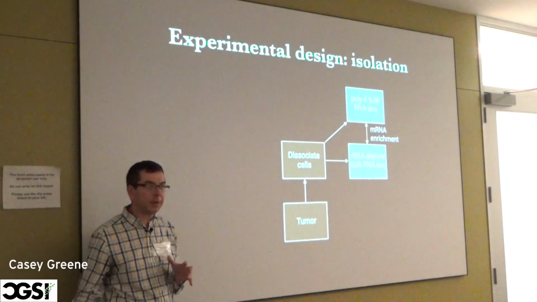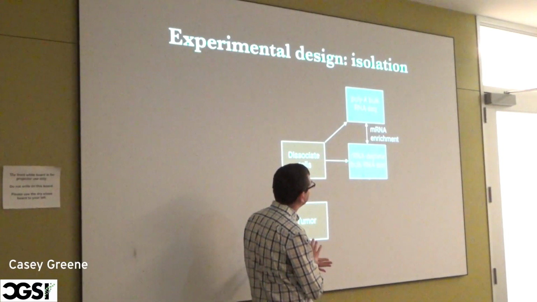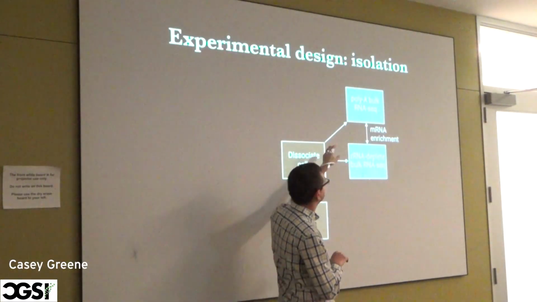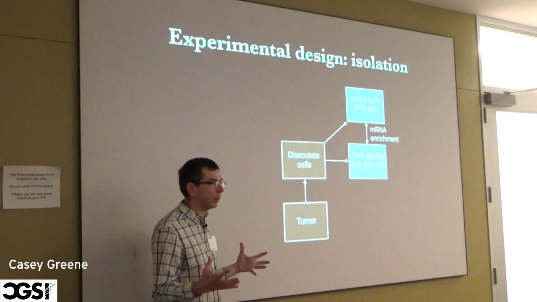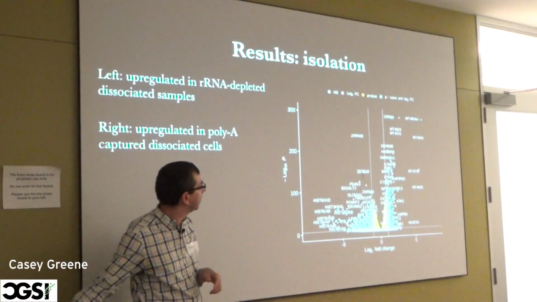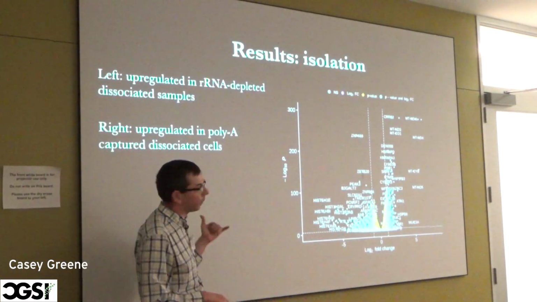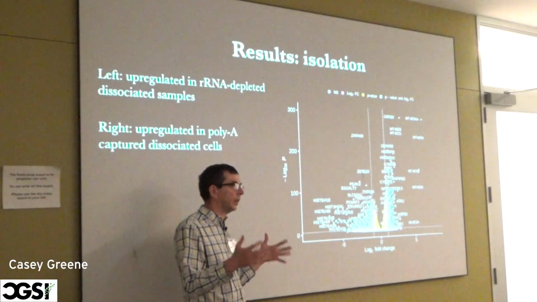And then the other thing that we wanted to look at, which I will briefly mention, is this mRNA enrichment. So do you get it by basically grabbing the tails, or do you get it by removing the stuff that's structural RNA? And here, this is a pretty big effect. So the bad news is that it is large effects in certain genes.